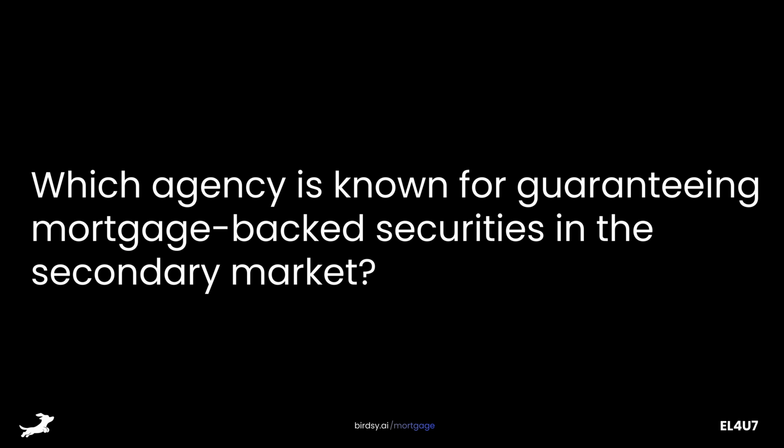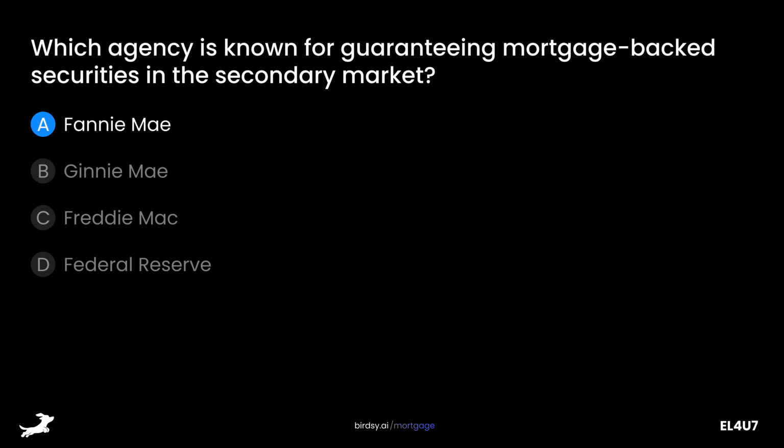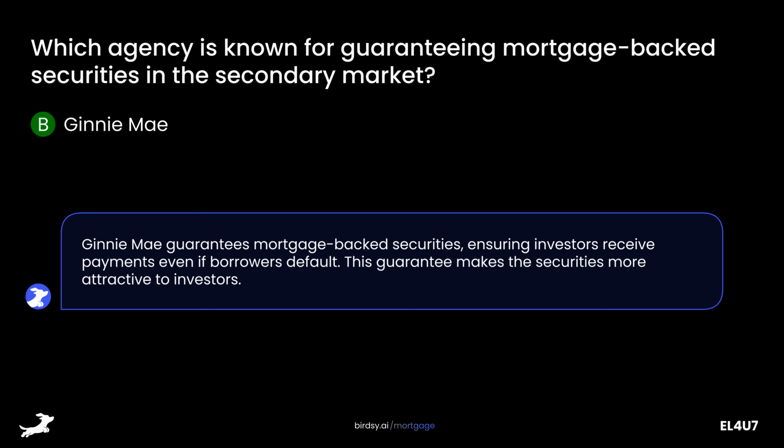Which agency is known for guaranteeing mortgage-backed securities in the secondary market? Is it A, Fannie Mae, B, Ginnie Mae, C, Freddie Mac, or D, Federal Reserve? The answer is B, Ginnie Mae. Ginnie Mae guarantees mortgage-backed securities, ensuring investors receive payments even if borrowers default. This guarantee makes the securities more attractive to investors.